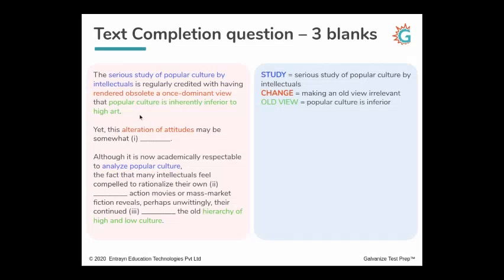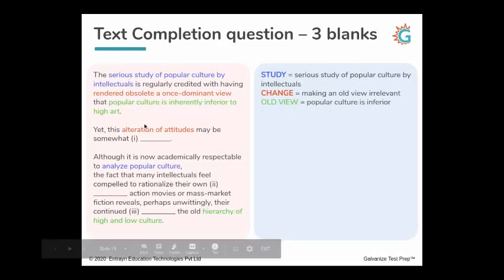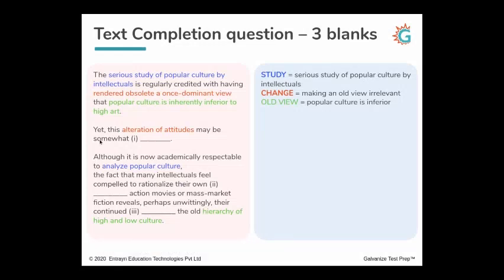So this is the understanding that people had once upon a time, and it has been rendered obsolete now. So the old view is popular culture is inferior. Now, when you condense these things this way, you'll see that in the rest of the given question, you'll find these phrases repeated a lot, but in different ways. It won't say serious study of popular culture again, but it will give it in different terms.